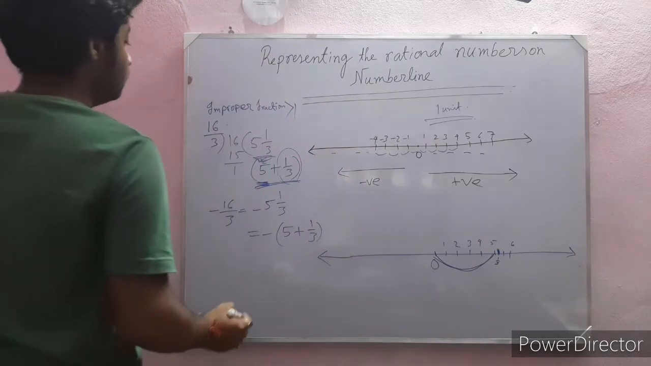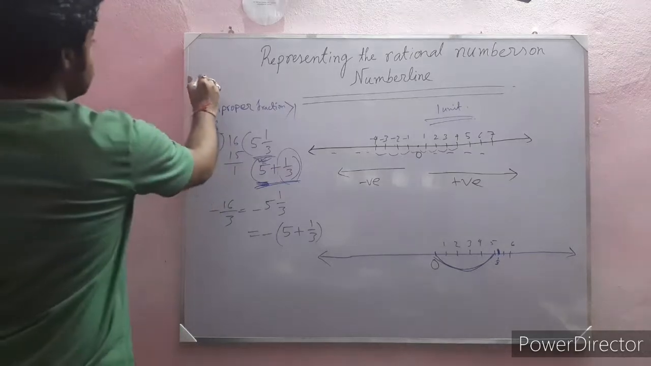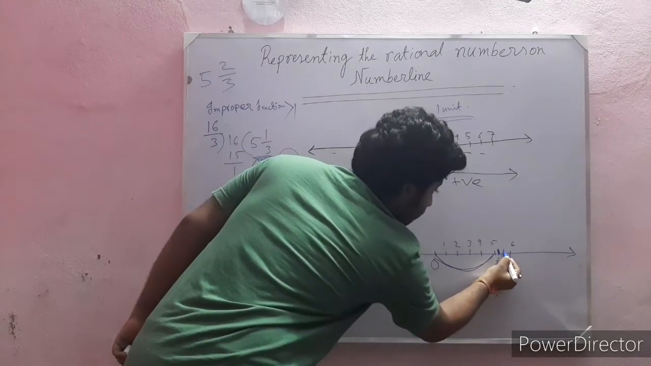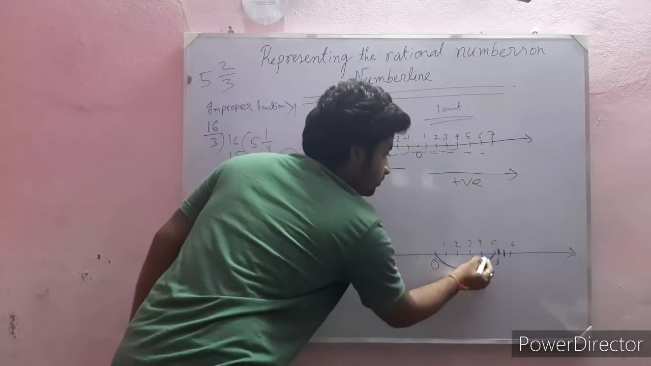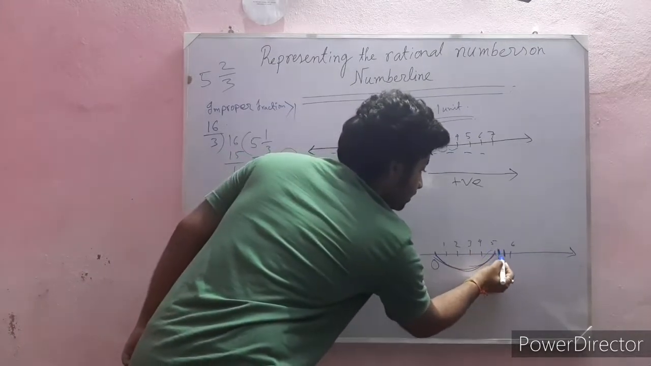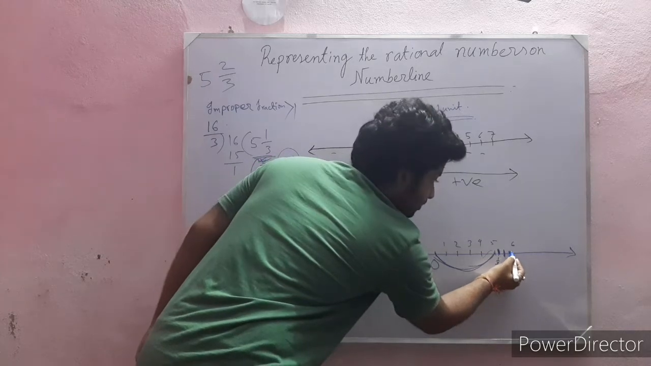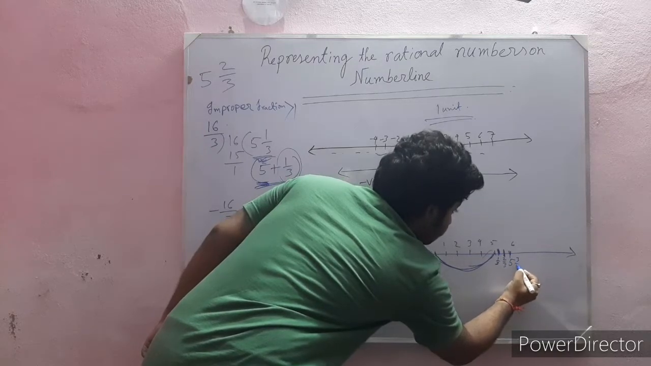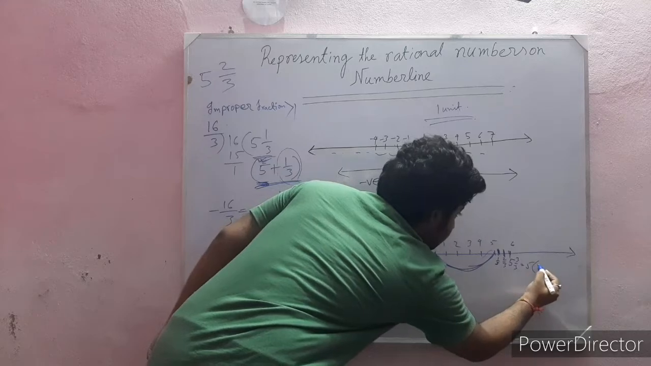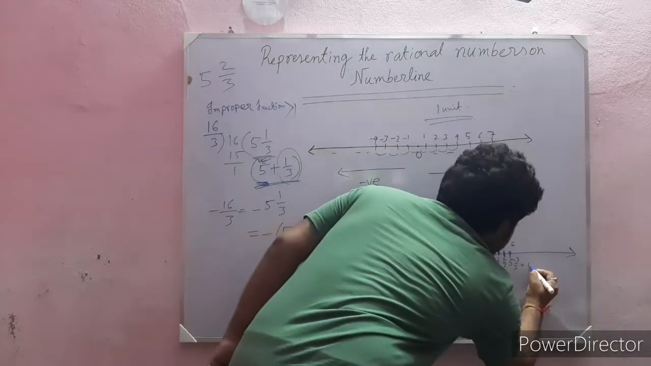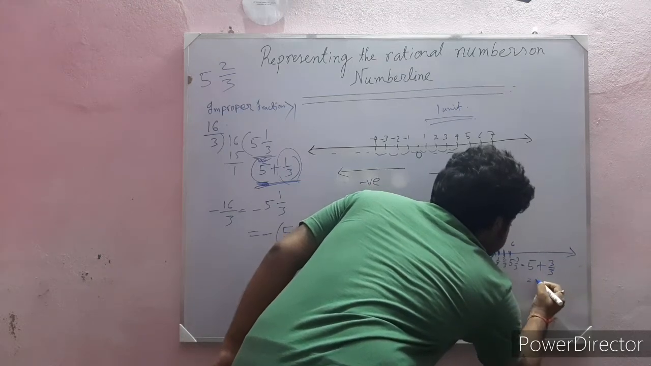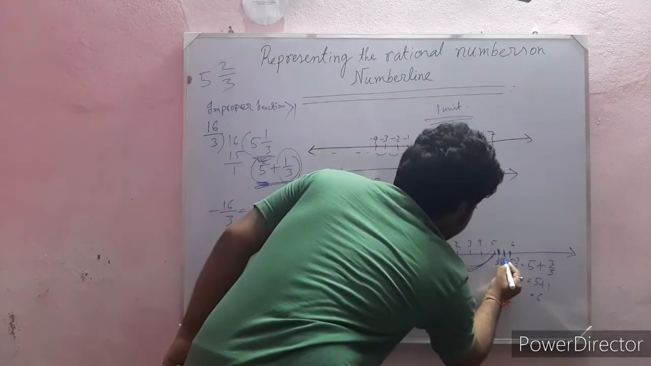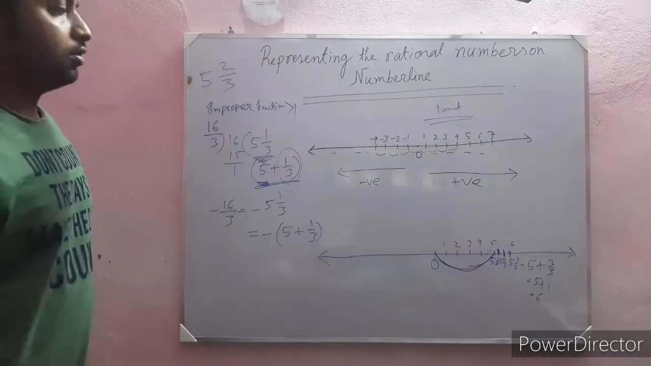Suppose we are asked to find 5 full 2 by 3, then this is the point 5 full 2 by 3, because this length is 5, and this is 1 by 3, and this is 2 by 3, and this is 5 full 3 by 3, that is 5 plus 1, 6. This is the point 6, and this is 5 full 2 by 3 and 5 full 1 by 3. Okay.